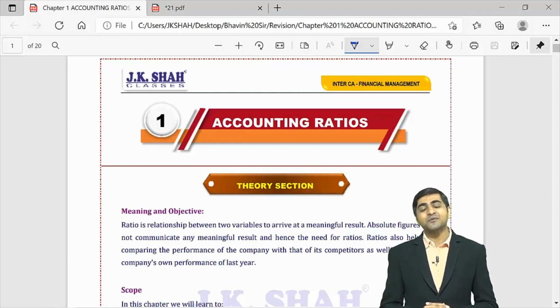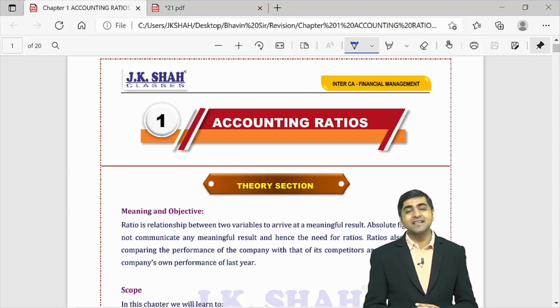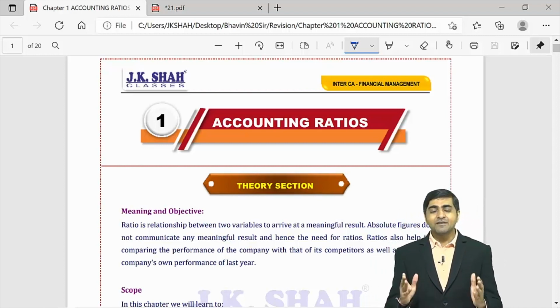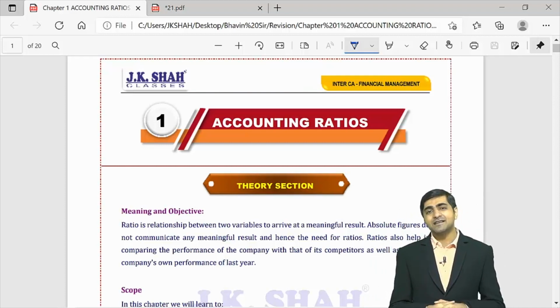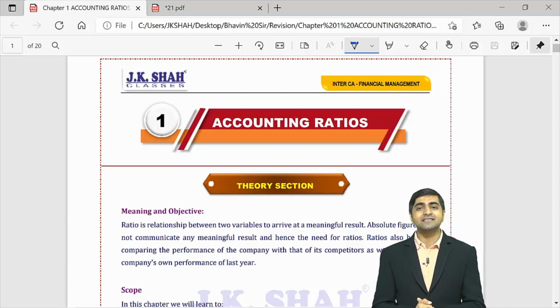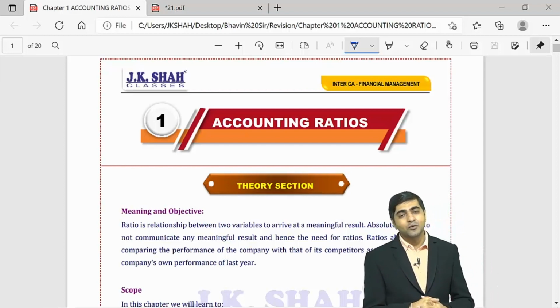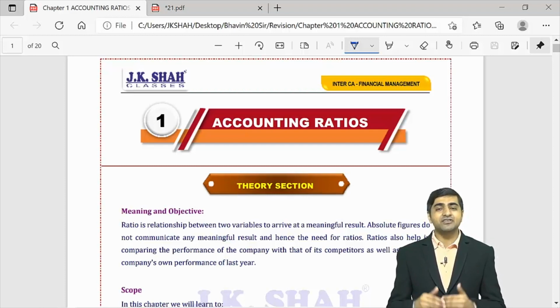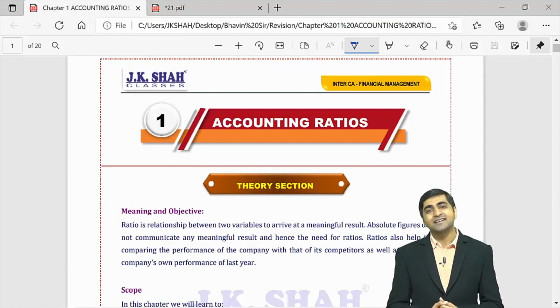And today we are going to start with the revision of Inter-CA Financial Management. So guys, before we start with the revision, first let me discuss the paper pattern with you. As you all are aware, your financial management is paper 8 in your group 2, and it constitutes 60 marks, and we share this particular subject with economics.